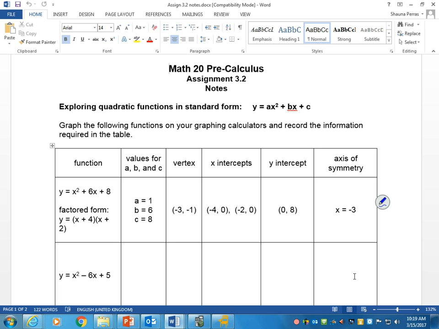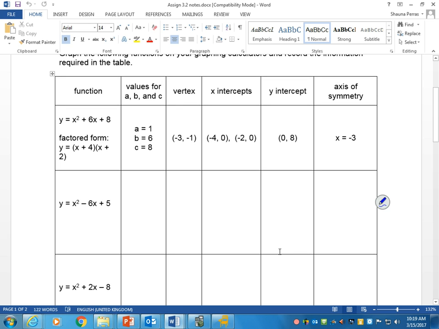Okay? So we're going to do some examples together, and then you guys are going to do some examples, and we're just going to work back and forth amongst these functions and see if we can figure something out. Okay? So we're looking for commonalities. So the first one I'm just going to show you is done for you.